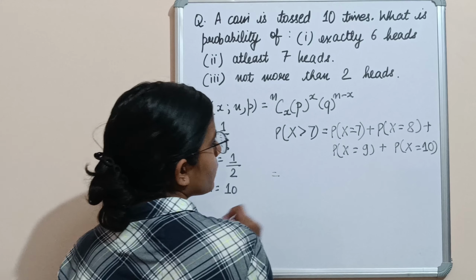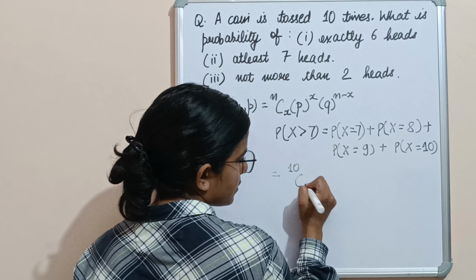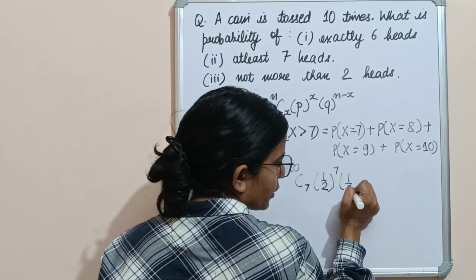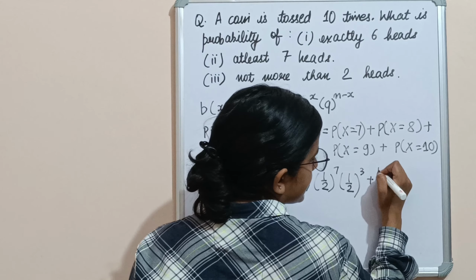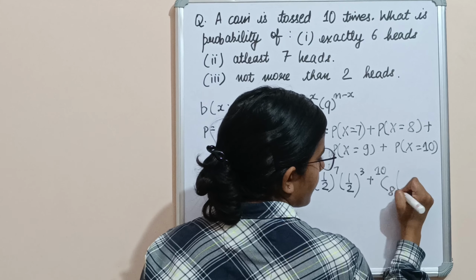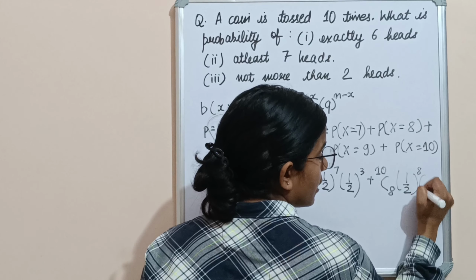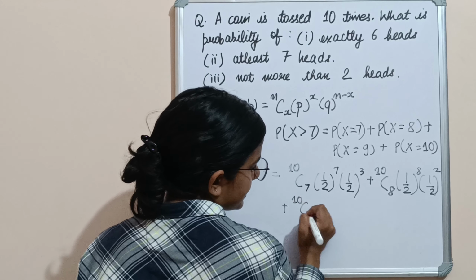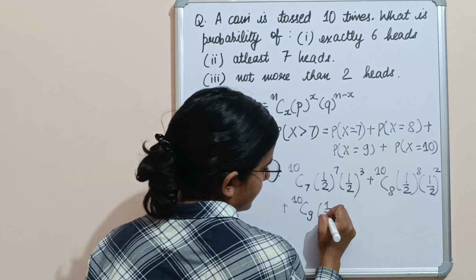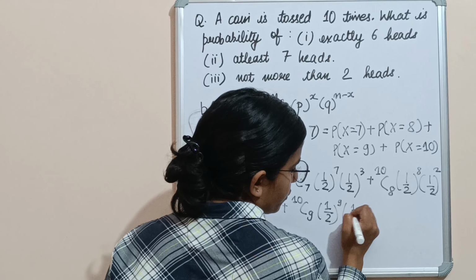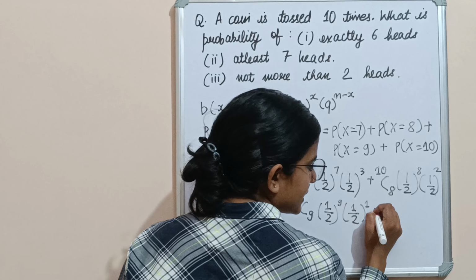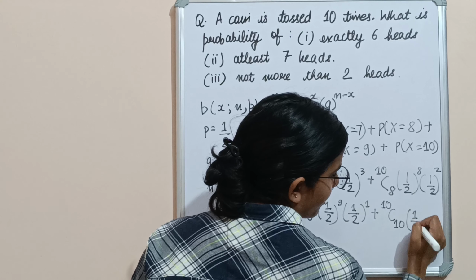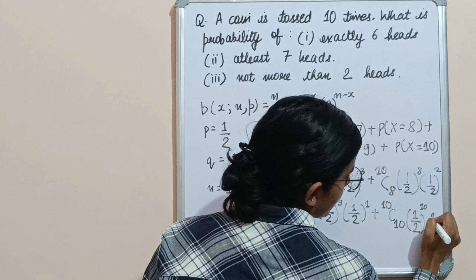So this will be equal to 10C7 (1/2) raised to power 7 and (1/2) raised to power 3, plus 10C8 (1/2) raised to power 8 (1/2) raised to power 2, plus 10C9 (1/2) raised to power 9 (1/2) raised to power 1, plus 10C10 (1/2) raised to power 10 (1/2) raised to power 0.